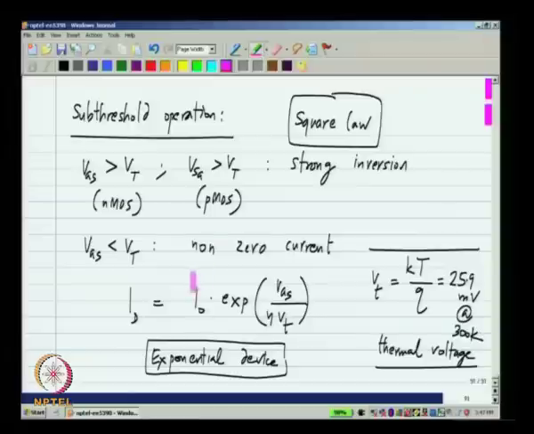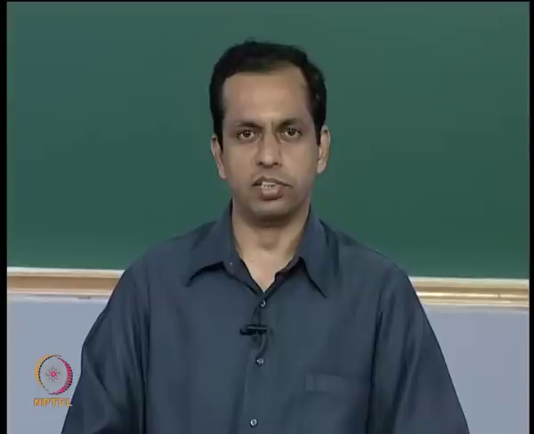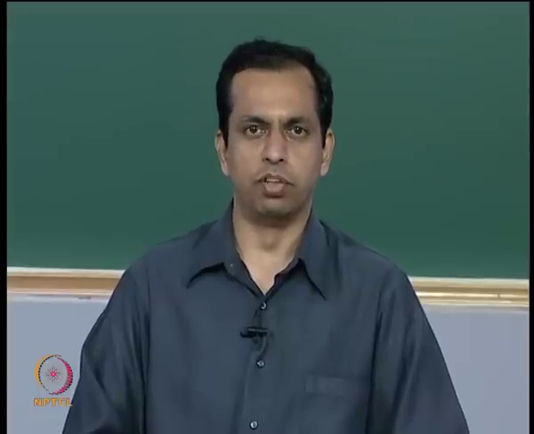We will not go into the exact details of what is in I naught, but just like in the strong inversion region, I naught happens to be proportional to the width of the MOS transistor. We will just keep in mind that the current will be an exponential, and we will see later that this is in fact a very useful region of operation for certain applications. We will discuss that after we discuss the small signal model of the MOS transistor.